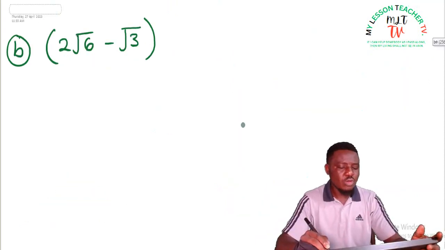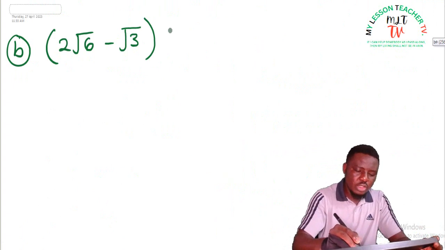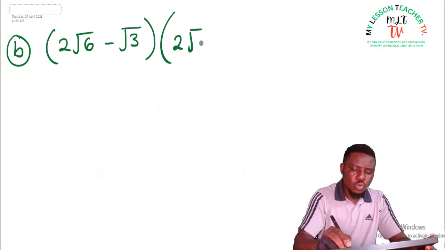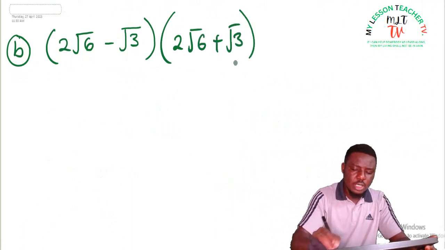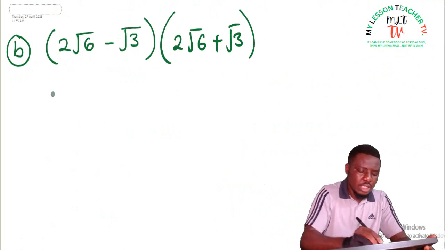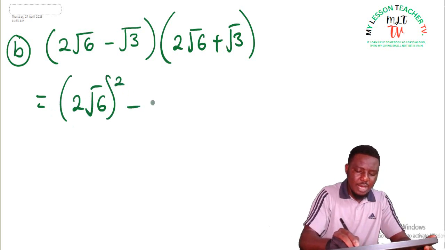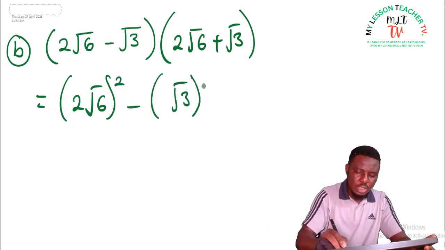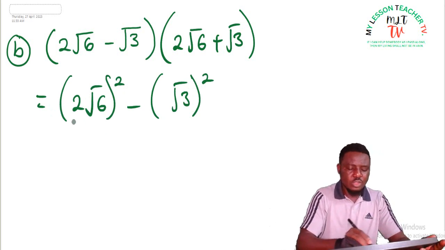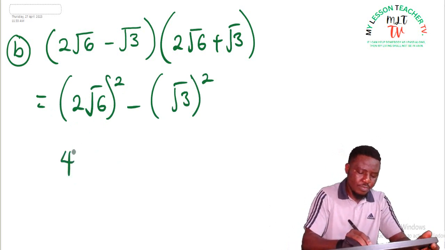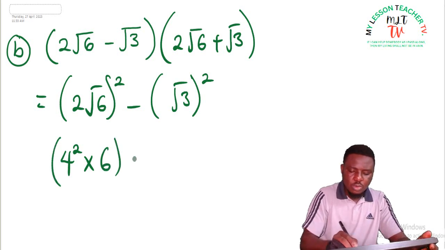Example 2, we are to evaluate using its conjugate. So the conjugate of 2 root 6 minus root 3 can be said to be bracket 2 root 6 plus root 3. Using the idea of difference of two squares, this is equal to 2 root 6 squared minus bracket root 3 squared. And remember, when you have to square a term, you multiply every term in that bracket. So this becomes 4 times root 6 squared, which is 6, minus root 3 squared, which is 3.